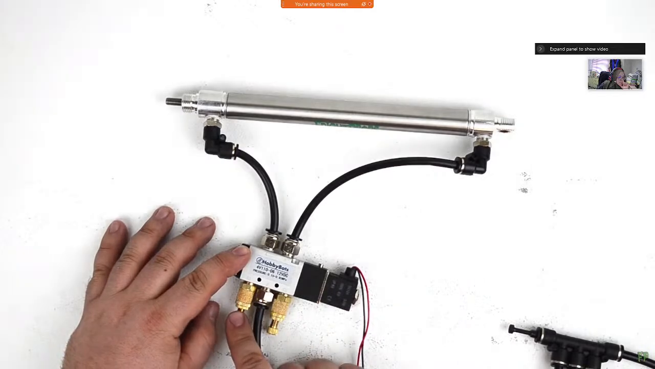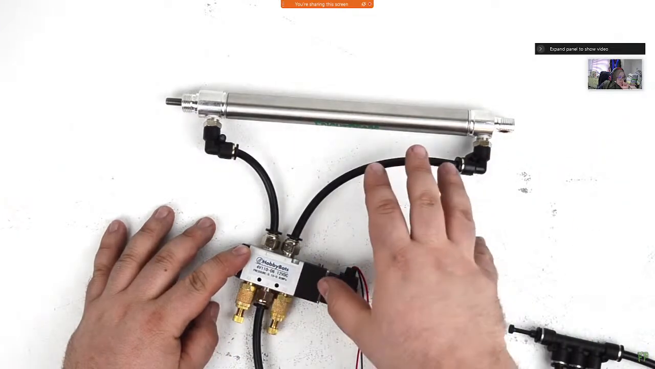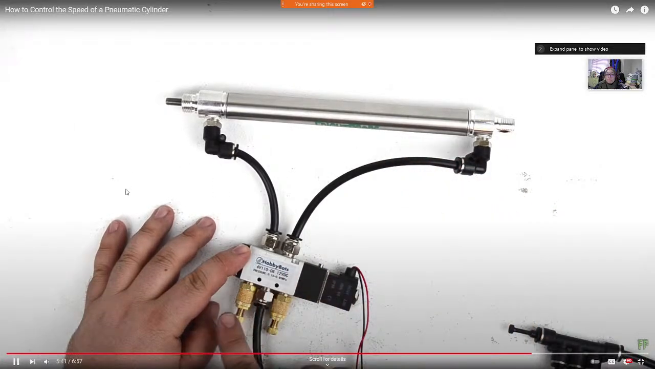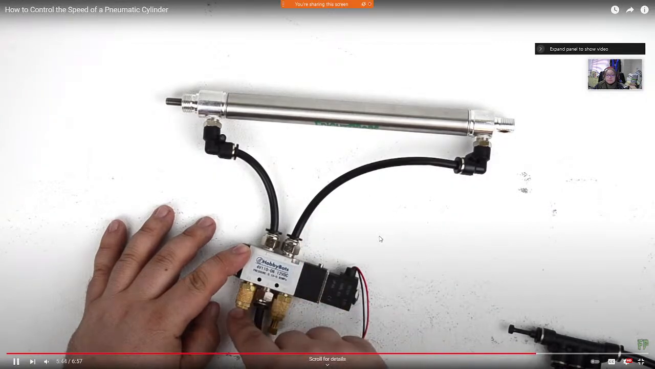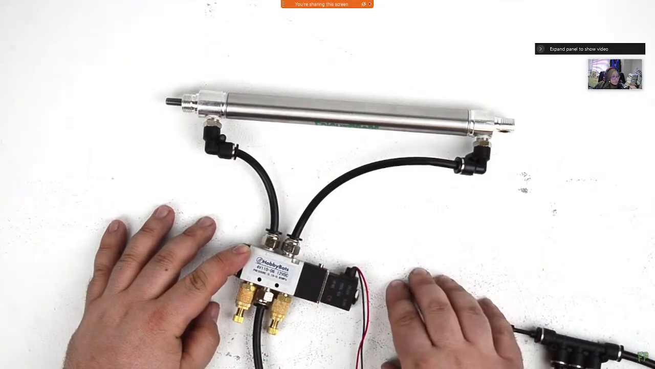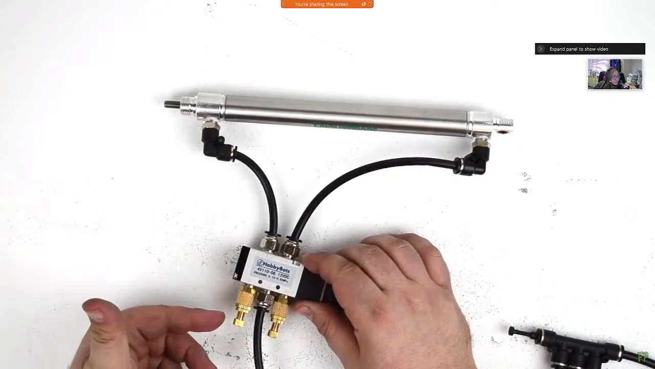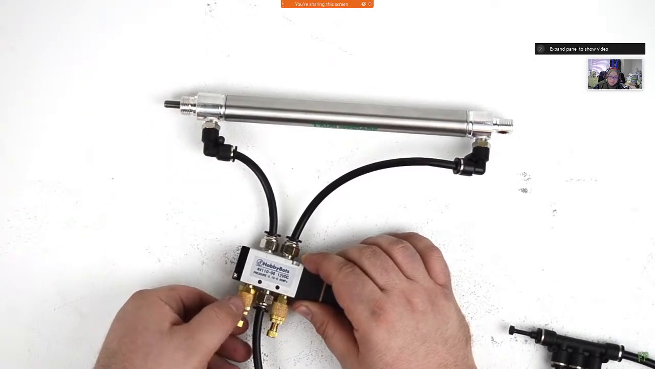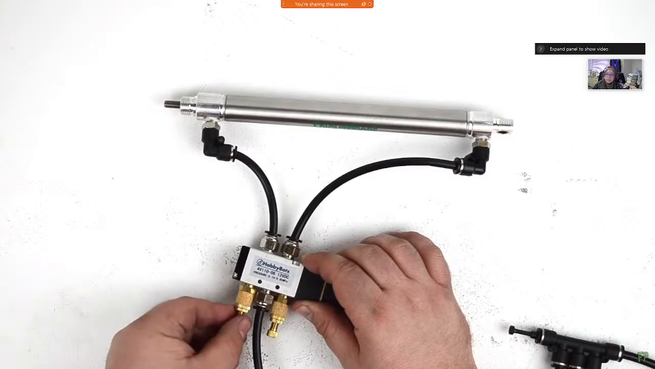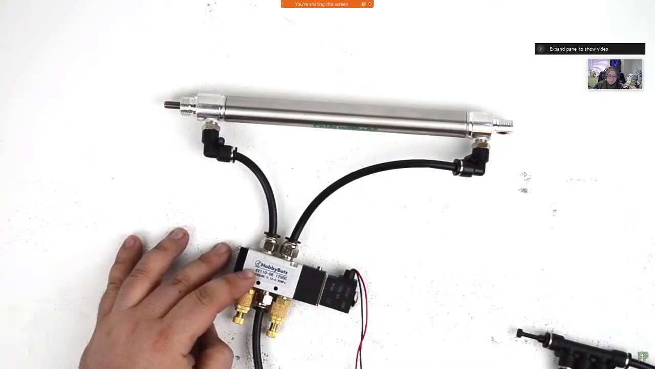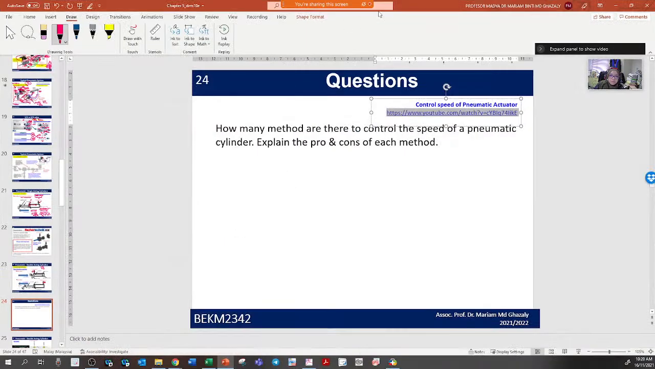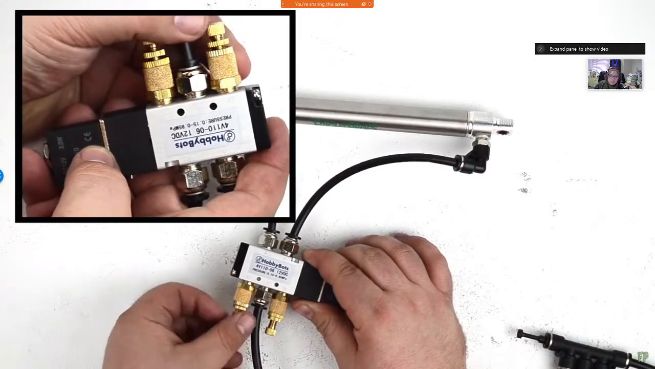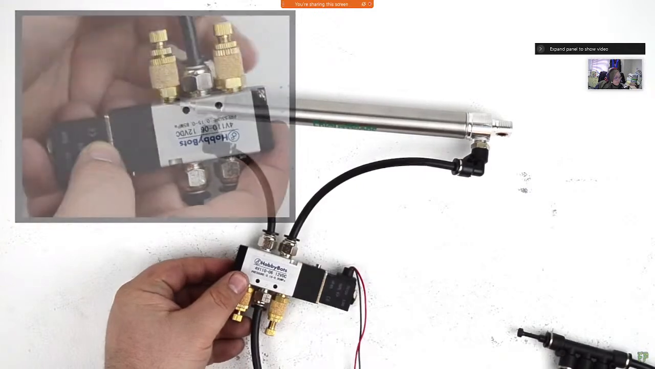Oftentimes, prop makers prefer to use speed control mufflers because the cylinder itself may be inaccessible. It could be attached to a mech or inside a prop. So it's easier to locate the flow controls on the solenoid itself, which can be located away from the prop and easily adjusted from a distance while you observe the prop's motions. Flow control mufflers work exactly the same as flow control fittings that mount to the cylinder. You can simply change the depth of the needle valve to control the speed of the cylinder. If we want that to extend more slowly, simply dial down the valve, and it should extend more slowly now.